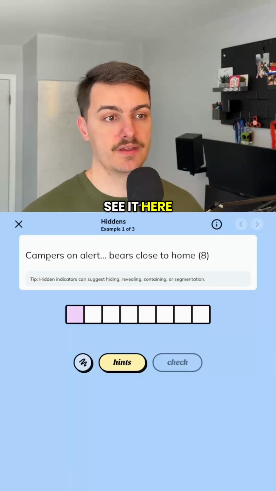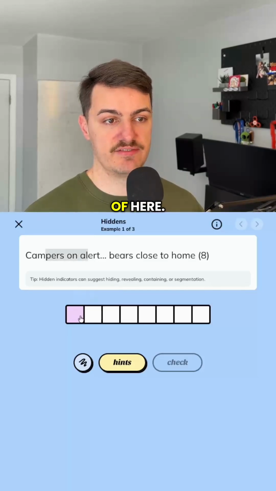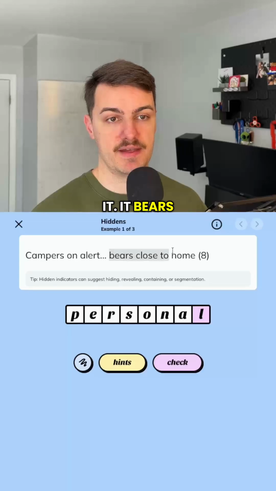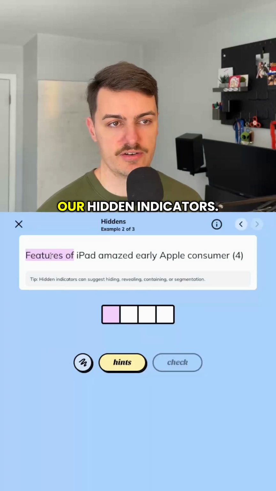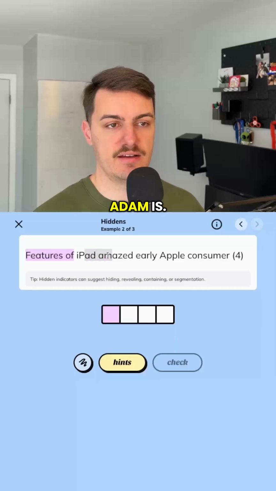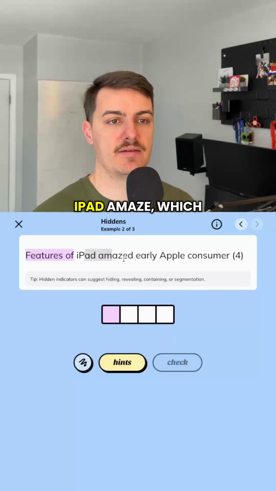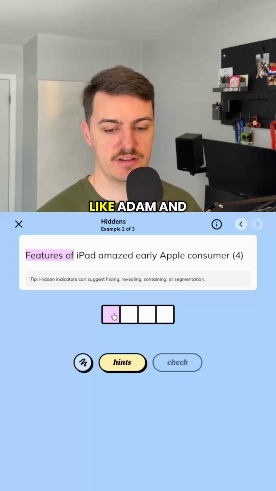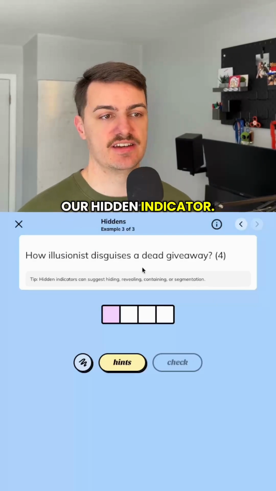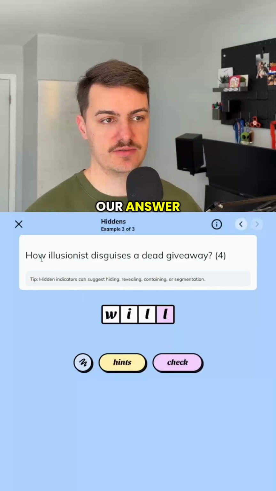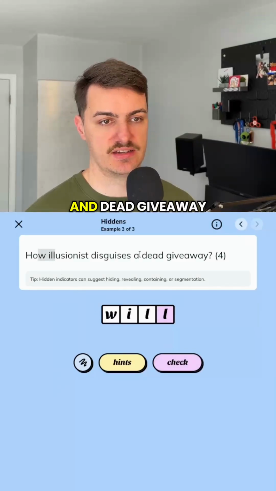So we can see here, PERSONAL is inside of here, and that means it bears close to home. Here our hidden indicator is "features of," and ADAM is hiding in "iPad Amazed," which is an early Apple consumer, like Adam and Eve. And then "disguises" here is our hidden indicator, and WILL is our answer because it is in "How Illusionist," and "dead giveaway" is a will.